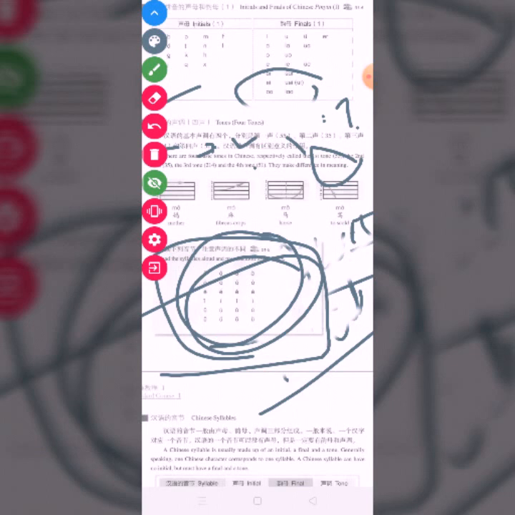Watching this lecture about the Sheng Diao tones. Here there are four basic tones, and the fifth one is considered as neutral tone.